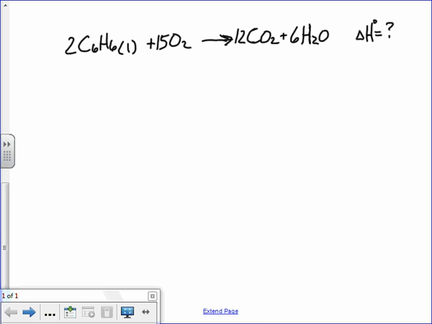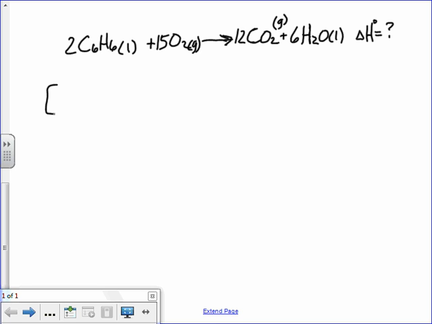So mean today. CO2 is gas, this is liquid, this is gas, and the C6H6 is liquid, okay? Because you do need to know the states of matter because it does make a difference as far as the delta H value that you get. All right, so we need to look up the delta H of formation for CO2 gas, which is negative 393.5.